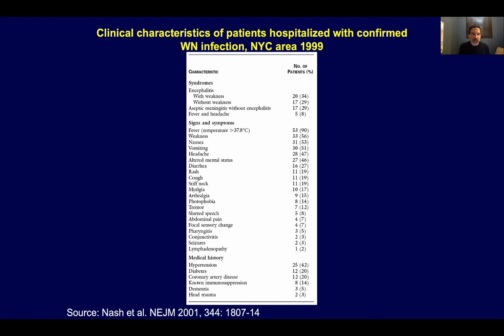So this is just describing some of the clinical characteristics of the 59 cases. The majority had encephalitis, about 29% had meningitis without encephalitis, and 8% had fever with headache. The most common documented signs and symptoms were fever and weakness, nausea, vomiting, headache, and altered mental status. And the prevalence of comorbidities was also high in some instances among these hospitalized cases.